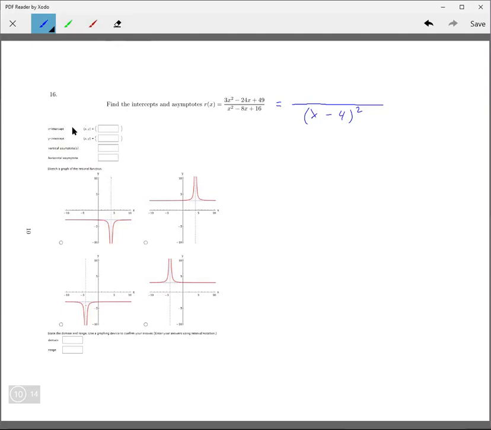For the numerator, the x-intercepts are going to be where the numerator is 0, right? So we can try the quadratic formula. a equals 3, b equals -24, and c is 49. So x equals -b, that would be 24, plus or minus the square root of b squared, which will be 24 squared, minus 4 times 3 times 49, all over 2a, so that's 2 times 3 in the denominator.